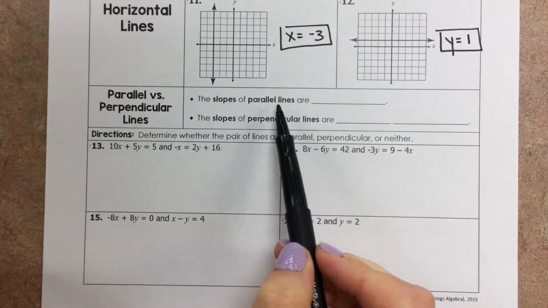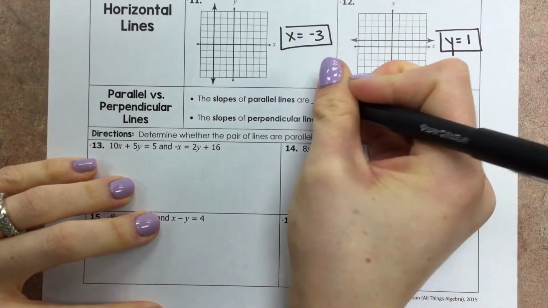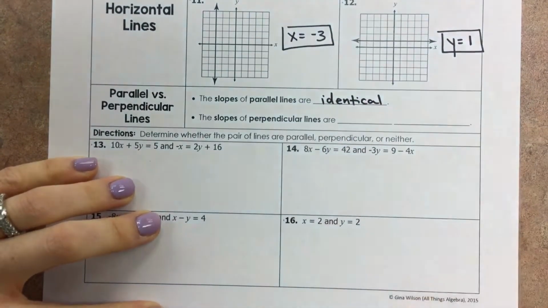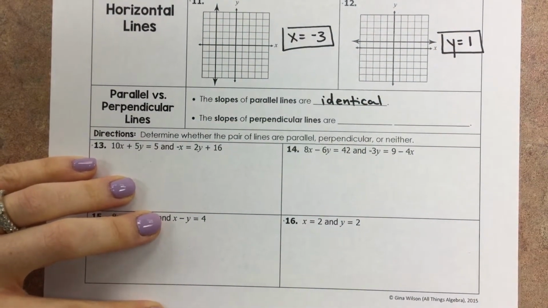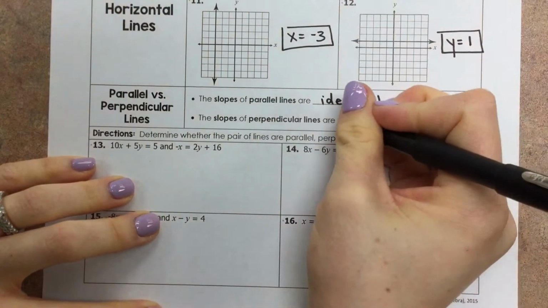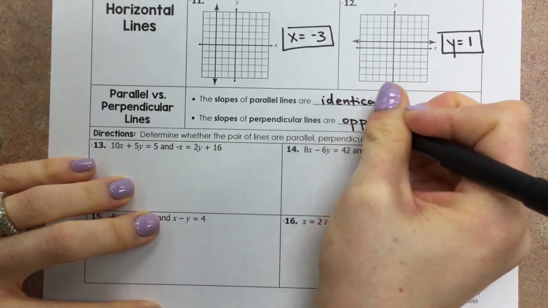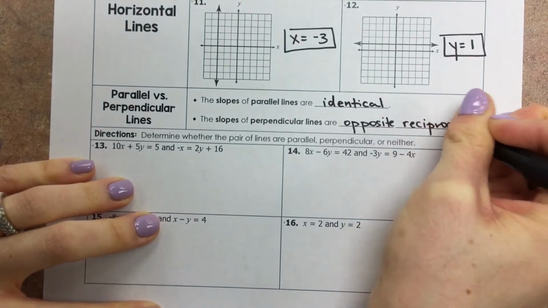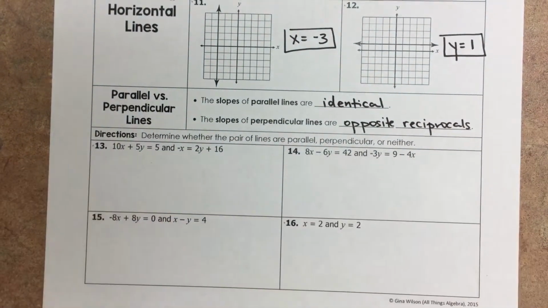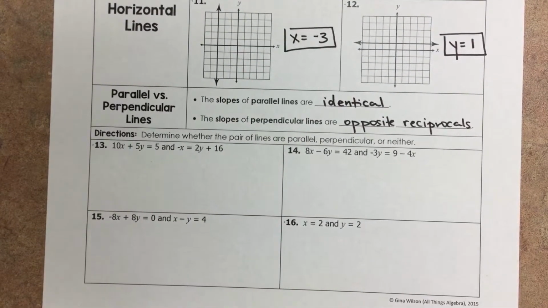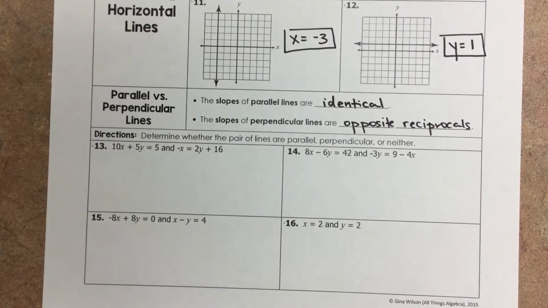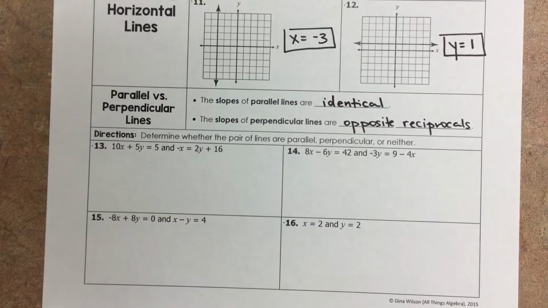So to recognize parallel lines, the slopes are identical, okay? So the exact same slope. Same sign, same number, everything. Perpendicular lines are opposite reciprocals. So what that means, opposite means one's positive, one's negative. Reciprocal means if you have like 2/3, the reciprocal would be 3/2. So we're gonna look at a couple of these examples and just determine if they're parallel, perpendicular, or neither.